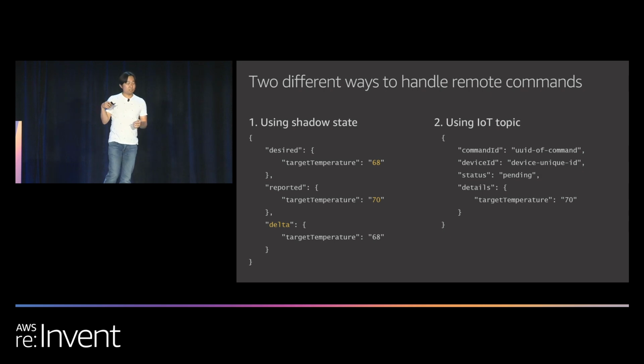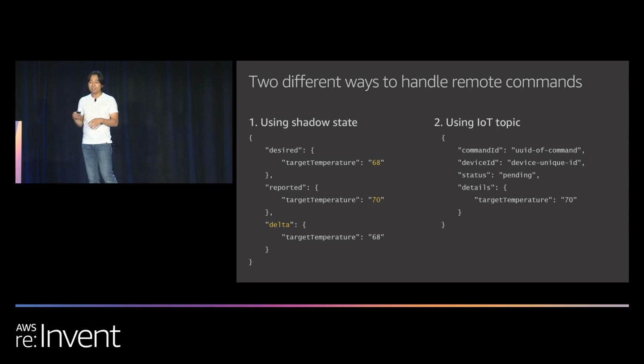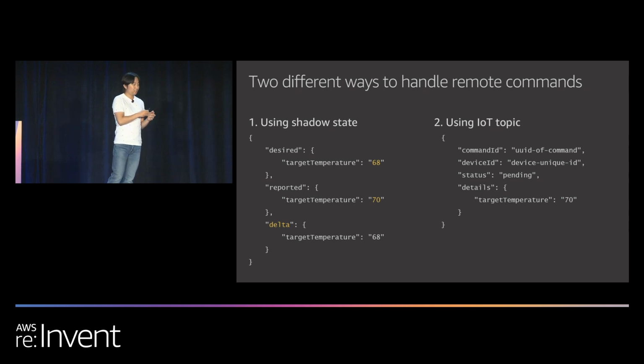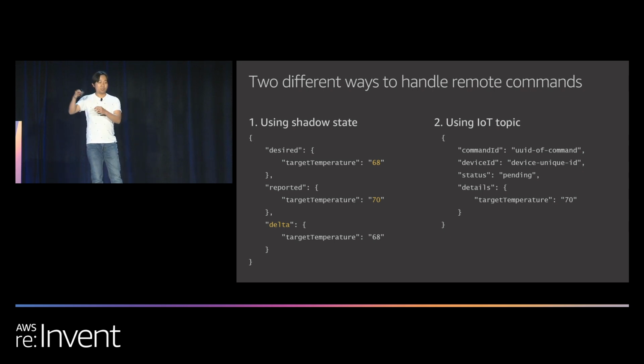So the first one is about the shadow state. When you create any remote command from your web console, it is going to have a desired state, which says, for example, target temperature is 68, and your device is going to report that target temperature is now 70 on the device side. The AWS IoT Device SDK is going to catch the delta of the desired and reported state. So it will have a delta, which says target temperature is 68 from the desired state. If the device gets the delta of the state, then you can execute it to change the target temperature of the device.